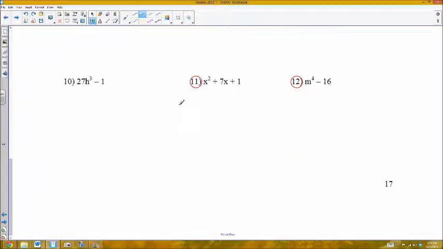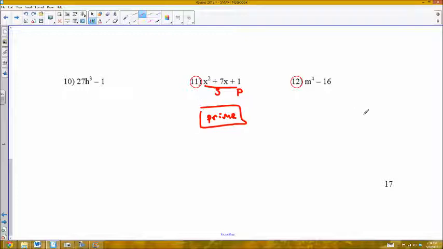Scrolling down to the last two. The first one, I'm looking for something that has a sum of 7 and a product of 1. Well, the only factors of 1 are 1 and itself, which don't add to 7. So there is nothing that sums to 7 that multiplies to 1. So this will not actually factor, and it's what's called a prime term, which is when it has no possible factors. We call it prime.